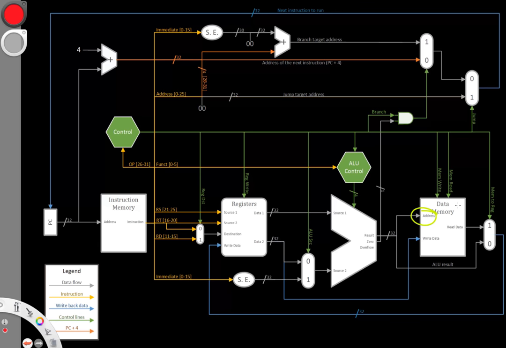In this case, our data memory would probably just reject all of those. It would keep telling us that these are not word-aligned addresses or half-aligned addresses, and it would throw exceptions. In this case, there's not a good way to work around this.